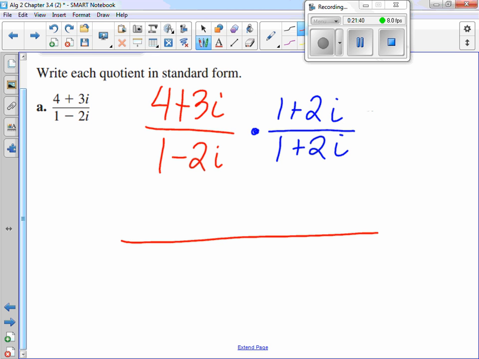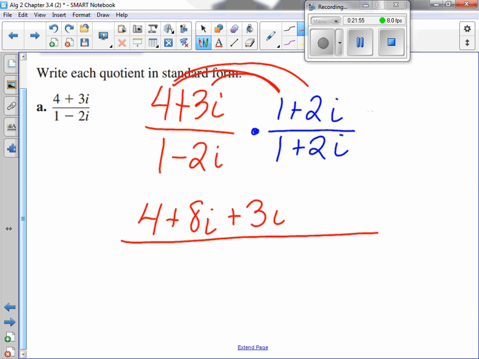And we'll see that. On top, we'll do 4 times 1, which is 4. 4 times 2i is going to be plus 8i. 3i times 1 is going to be plus 3i. And 3i times 2i is going to be plus 6i squared. So are we good with everything so far? We just multiplied across the top, yes? So let's do the denominator.